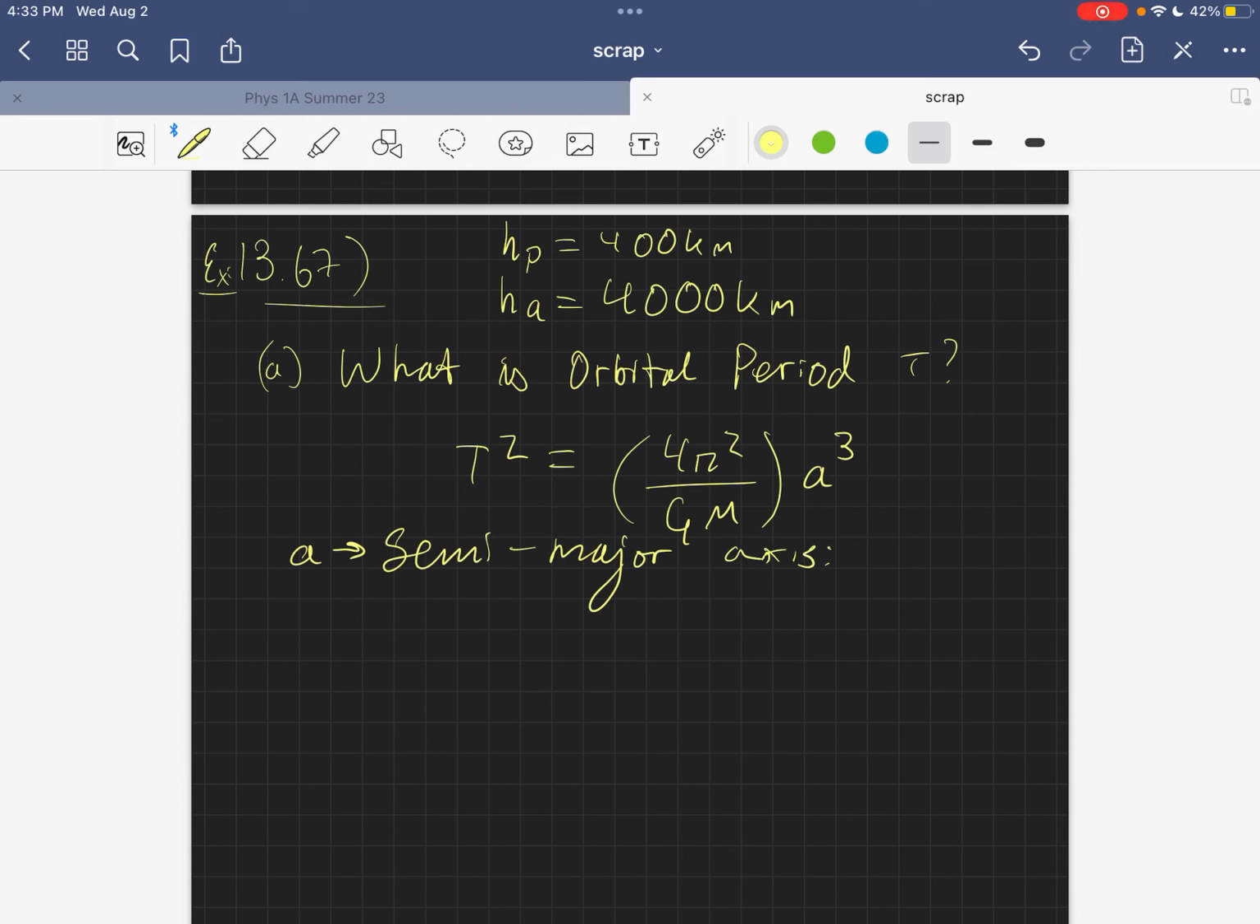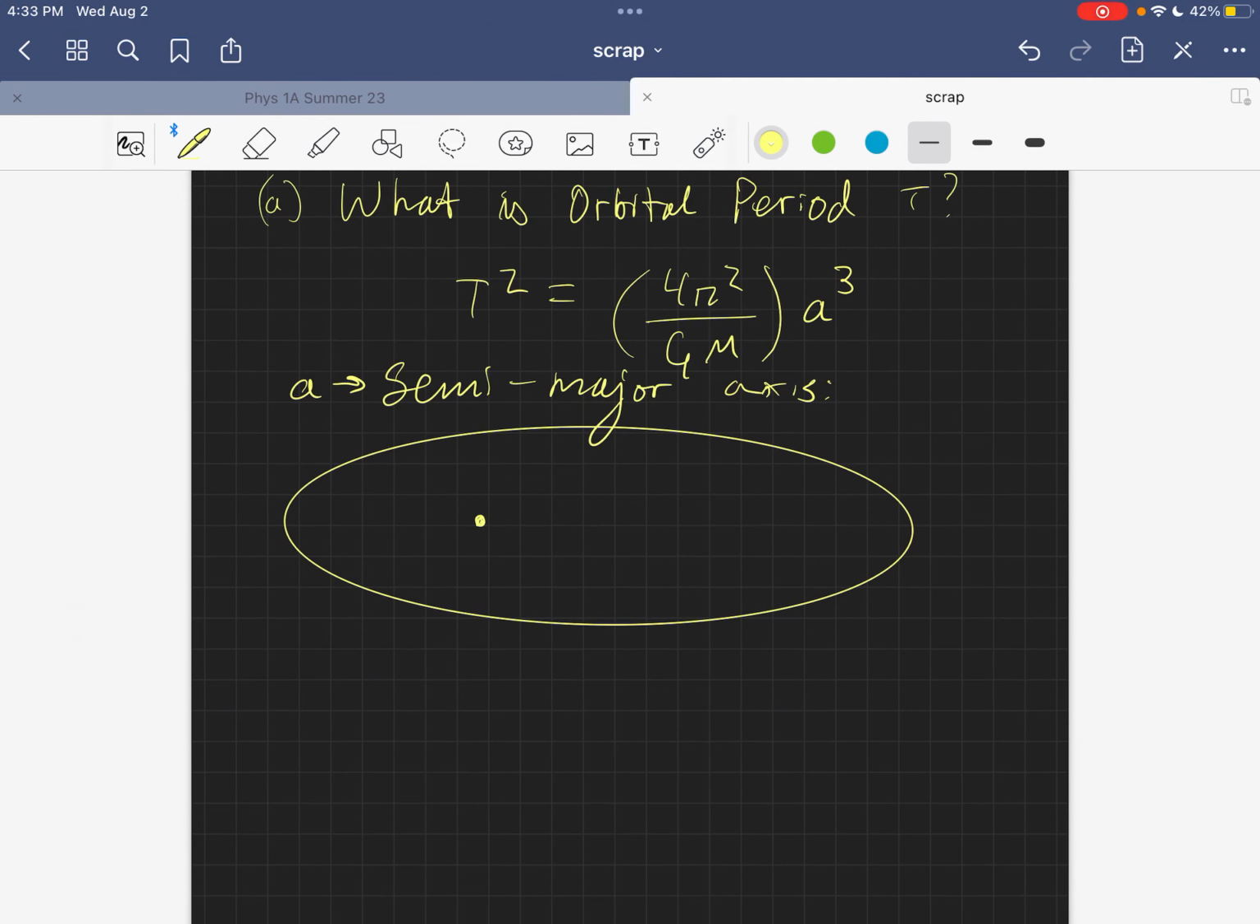Okay? So, a semi-major axis, what that is, if all orbits are ellipses, so let's imagine this is the Earth, okay? The radius to the perigee is here. The radius to the apogee is here. You have two axes on an ellipse. You have a minor axis, which is the minimum distance, the minimum diameter, and you have a major axis, which is the longest diameter.